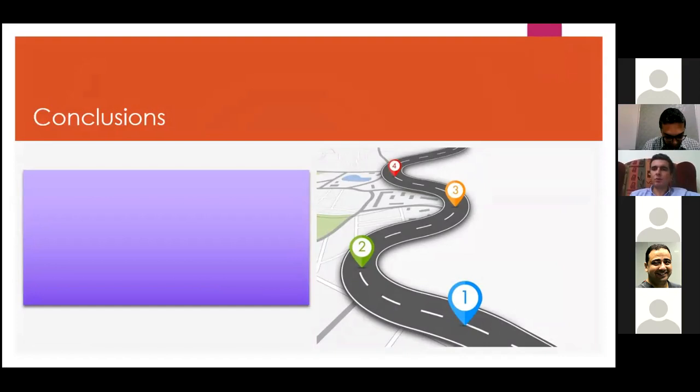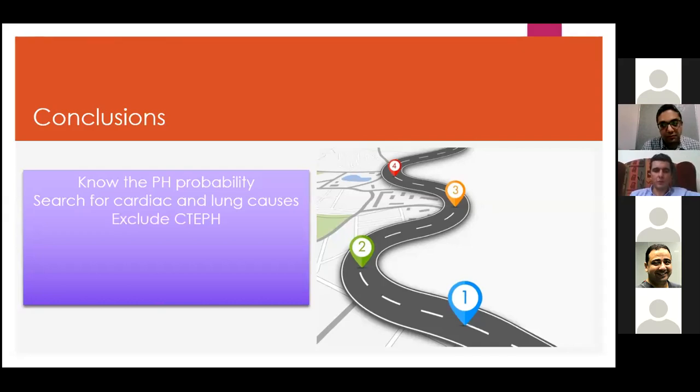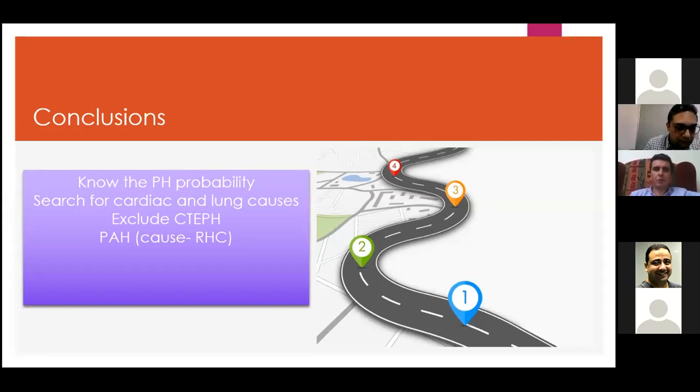I will start with the conclusion. You need to know the pulmonary hypertension probability. You need to search for the cardiac and lung causes, and we will say why we need to search for these causes. You need to exclude chronic thromboembolic pulmonary hypertension, and if you are dealing with a patient with pulmonary arterial hypertension, you should know the cause, and you should do a right heart cath for him. Then you should go to risk stratification, selecting the appropriate management.